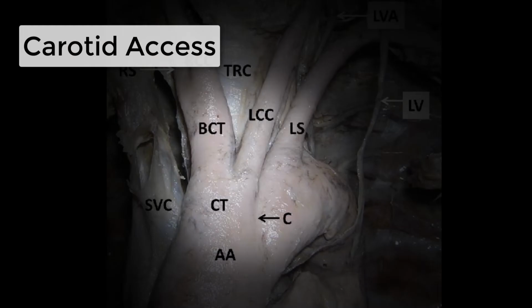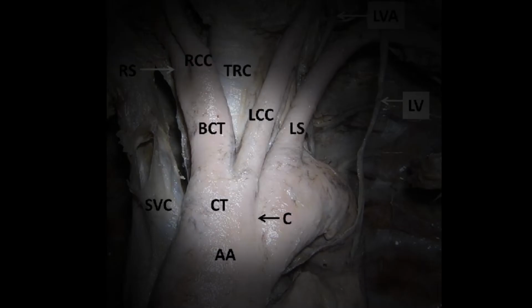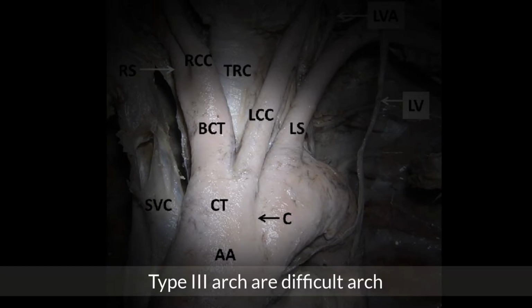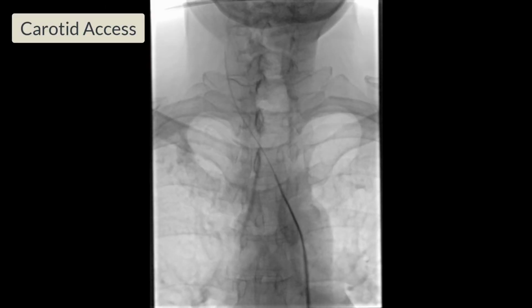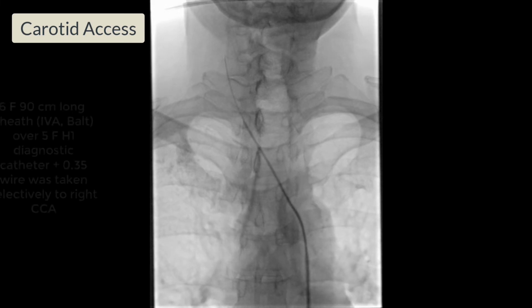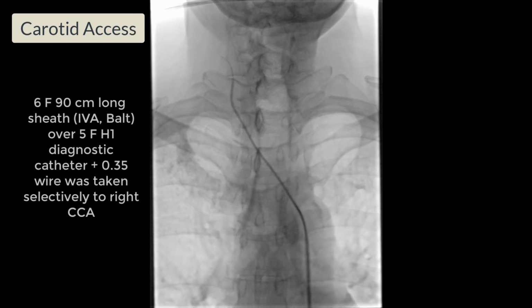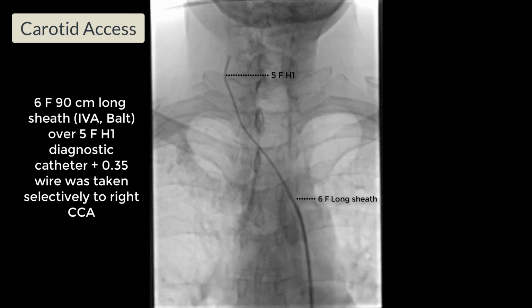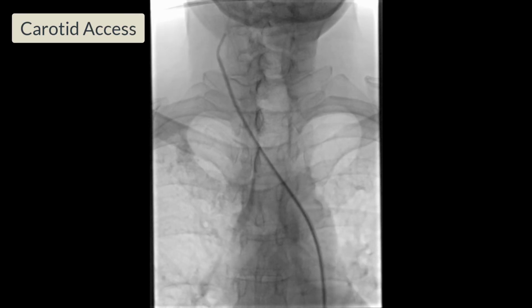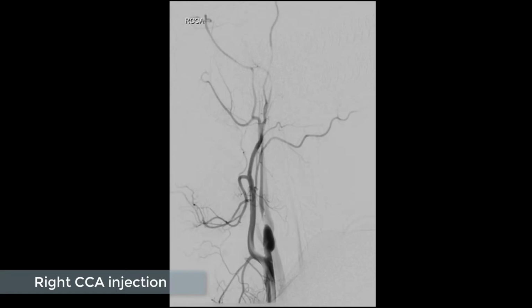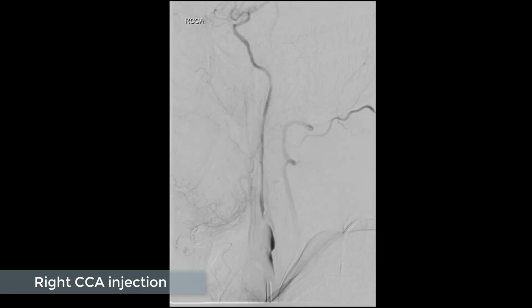Safe carotid access is the first step of carotid artery stenting procedure. Always look for unfavorable arch in CT angiography images. We placed an 8F short sheath at the groin and took a 6F long sheath over a diagnostic catheter under fluoroscopy to the right common carotid artery. By this technique, we could avoid the exchange maneuver. This is the right common carotid artery injection via long sheath.